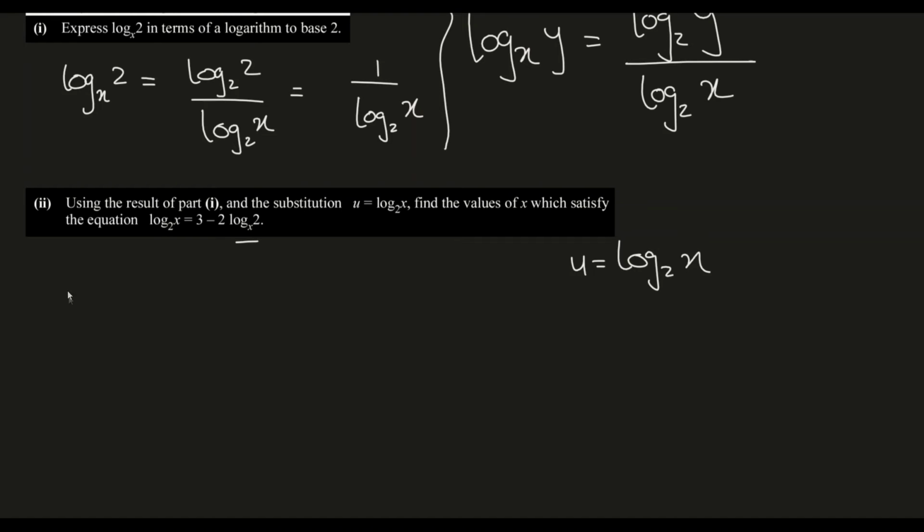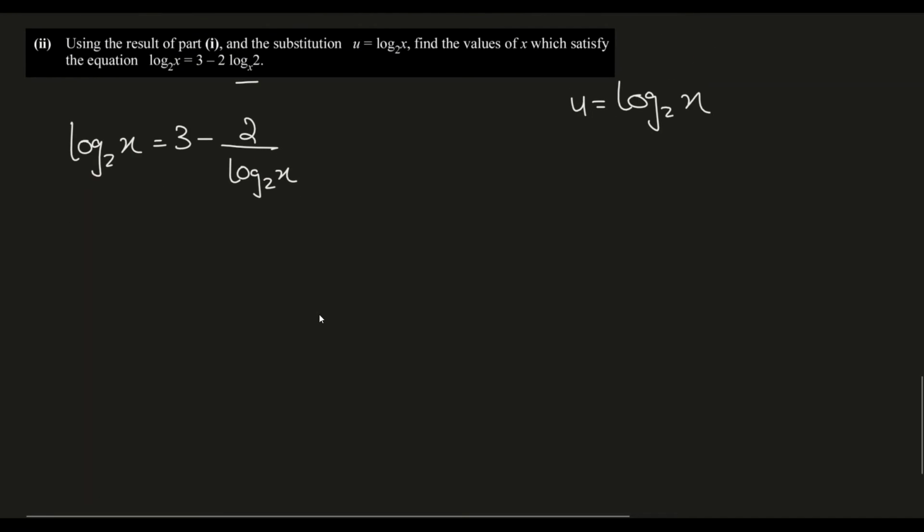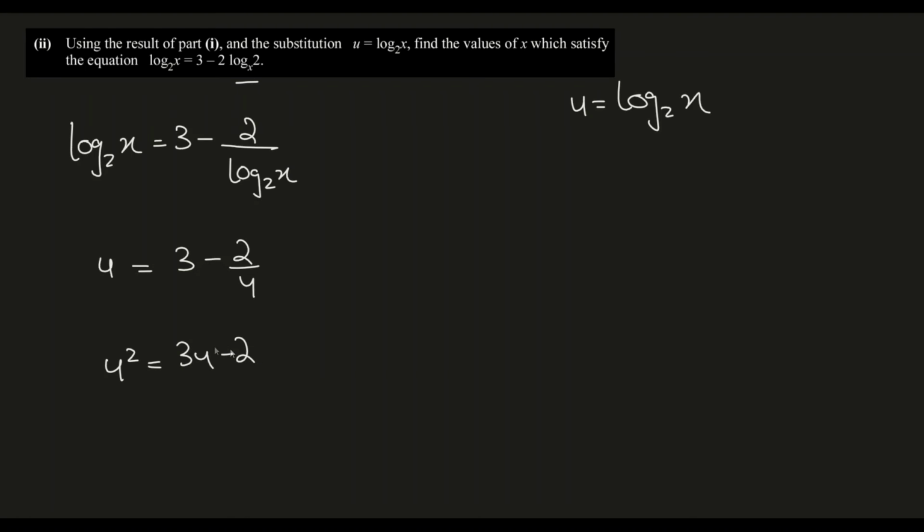Now if I rewrite the equation, I can write it as log_2 x equals 3 minus 2 over log_2 x. Now I can substitute u, so u equals 3 minus 2 over u. By taking the LCM, this will become u squared equals 3u minus 2. Now if I rearrange, this will become u squared minus 3u plus 2 equals 0.